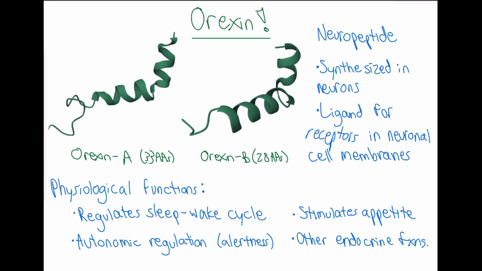Orexin is a neuropeptide, meaning it's a short-chain polypeptide that acts as a neurotransmitter. Orexin is synthesized within neurons, which are the cells that make up the brain. It acts as a ligand that binds to receptors within the cell membranes of neurons. I'll go into the specific biochemical functions of orexin in more depth later in this video.